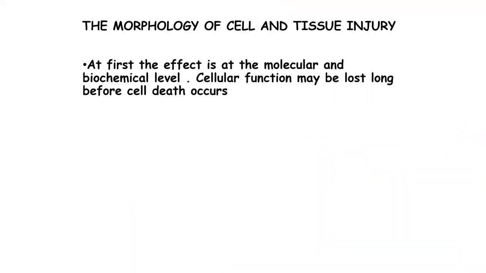The morphology of cell and tissue injury. At first, the effect is at the molecular and biochemical level, leading to loss of cellular function long before cell death occurs. يعني البايوكيميكال changes هتحصل الأول، وهيبقى الفانكشن disturbed قبل ما يبان الشكل بتاع السيل death.